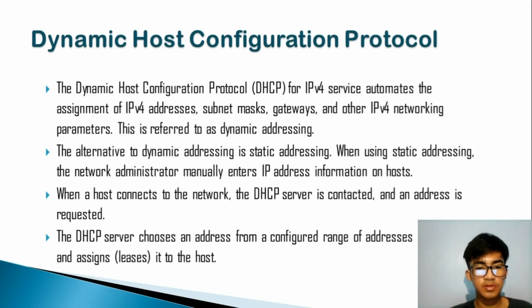When a host connects to a network, the DHCP server is contacted and an IP address is requested. The DHCP server chooses an address from a configured range of addresses called a pool and assigns it to the host. So that's all about the Dynamic Host Configuration Protocol.